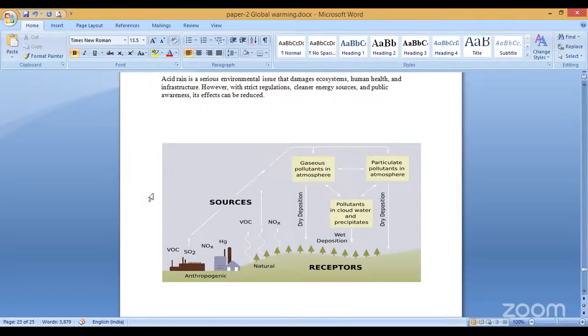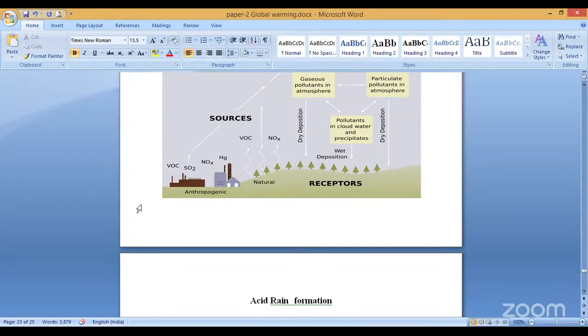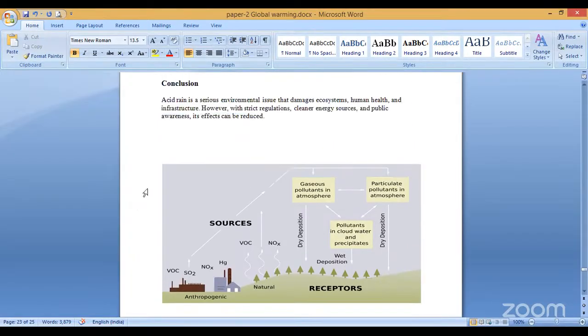Then coming to the pictorial explanations. This is the formation of acid rain. Just wait, I want to adjust the picture.